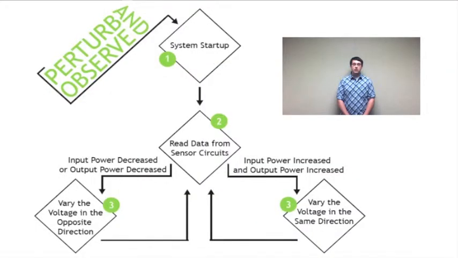To track the maximum power point, we use a perturb and observe algorithm. The microcontroller receives input from the sensing circuits and varies the output voltage accordingly. If the input and output power increase, the system should adjust the voltage in the same direction, but if the input or output power decrease, the voltage should be adjusted in the opposite direction.